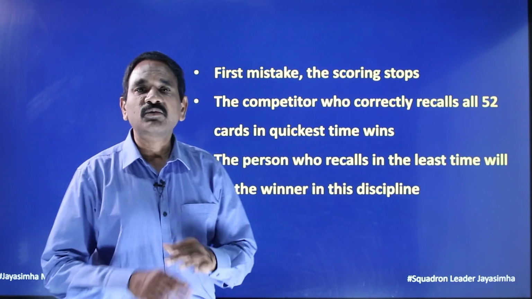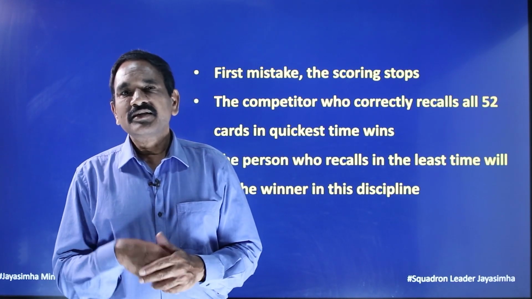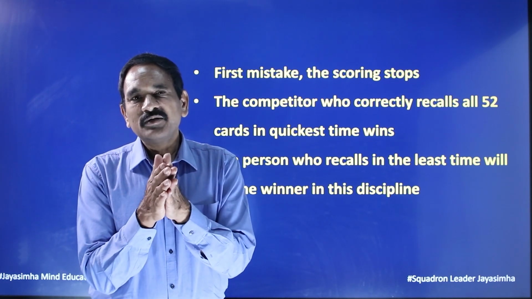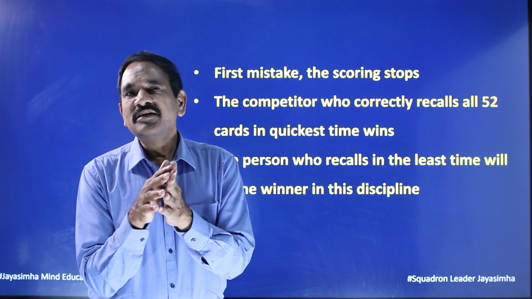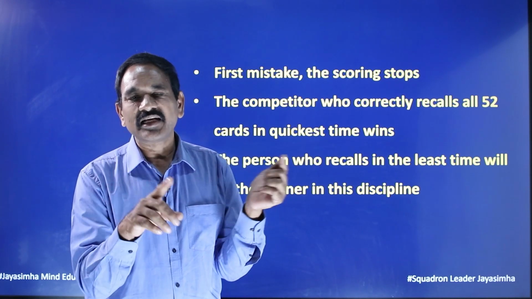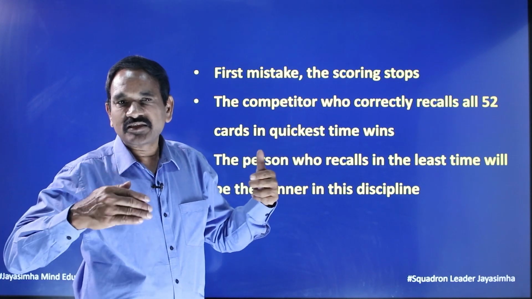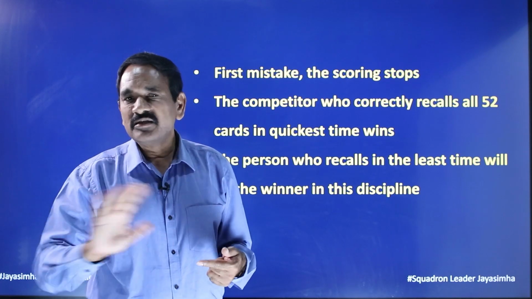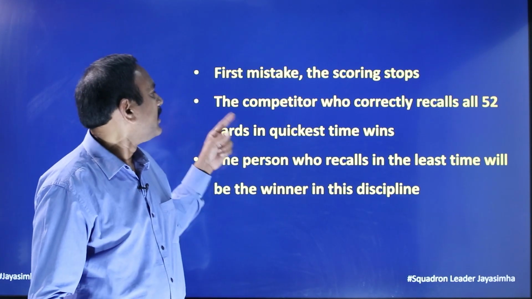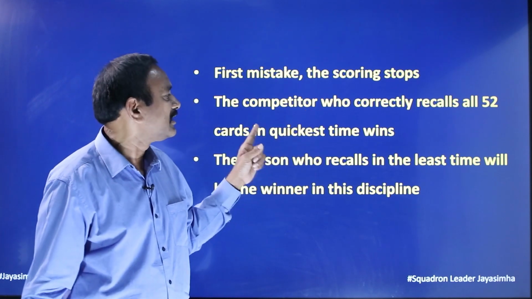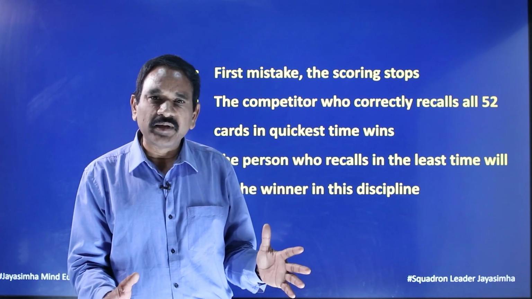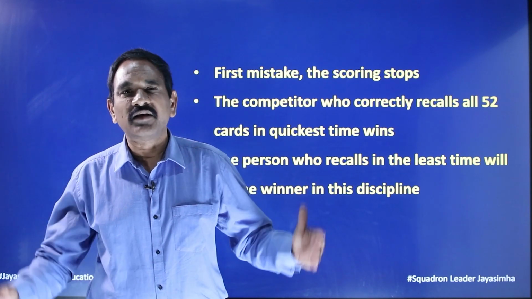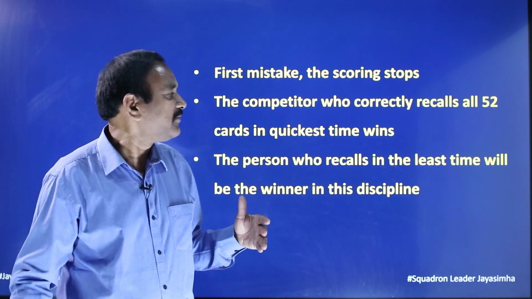At the first mistake, the scoring will stop. That means, imagine the fourth card is 7 of clubs, and you have put some other card. That is the first mistake. Up to the card before that first mistake, your score will be counted. After that, we will not consider any other score. The competitor who correctly recalls all 52 cards in the quickest time wins. So in this discipline, whoever can remember in the quickest time and correctly recall all 52 within 5 minutes is going to be the winner.